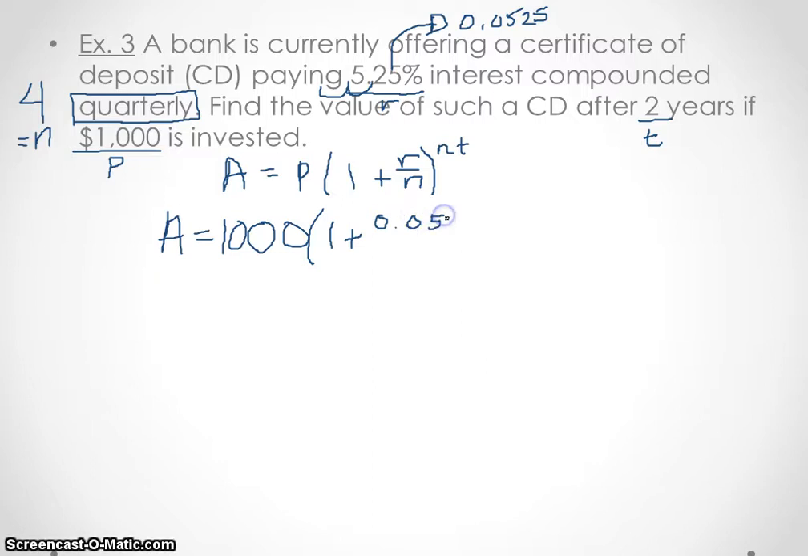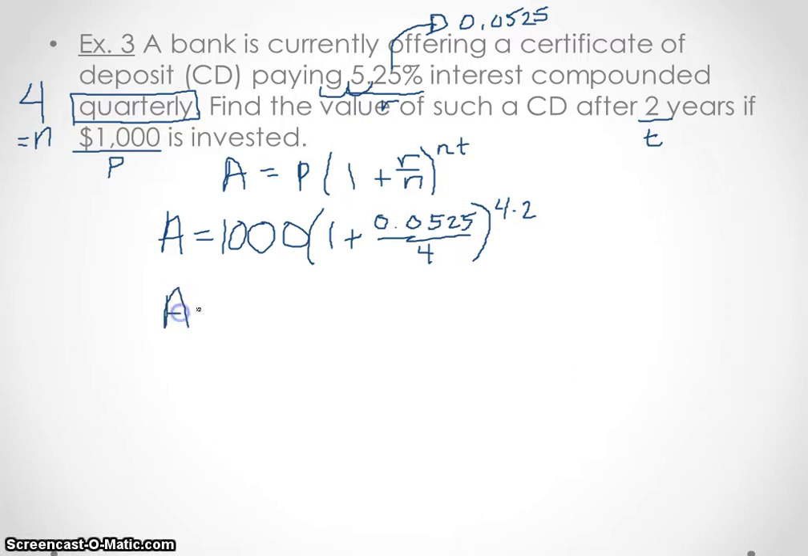So 0.0525 over n, was the number of times per year, remember? So that would be 4. So we divide that by 4. And then to the nt power, so n was 4 again, so nt means n times t, so 4 times 2 power, okay? So now I like to simplify these messy things before I even go to my calculator.